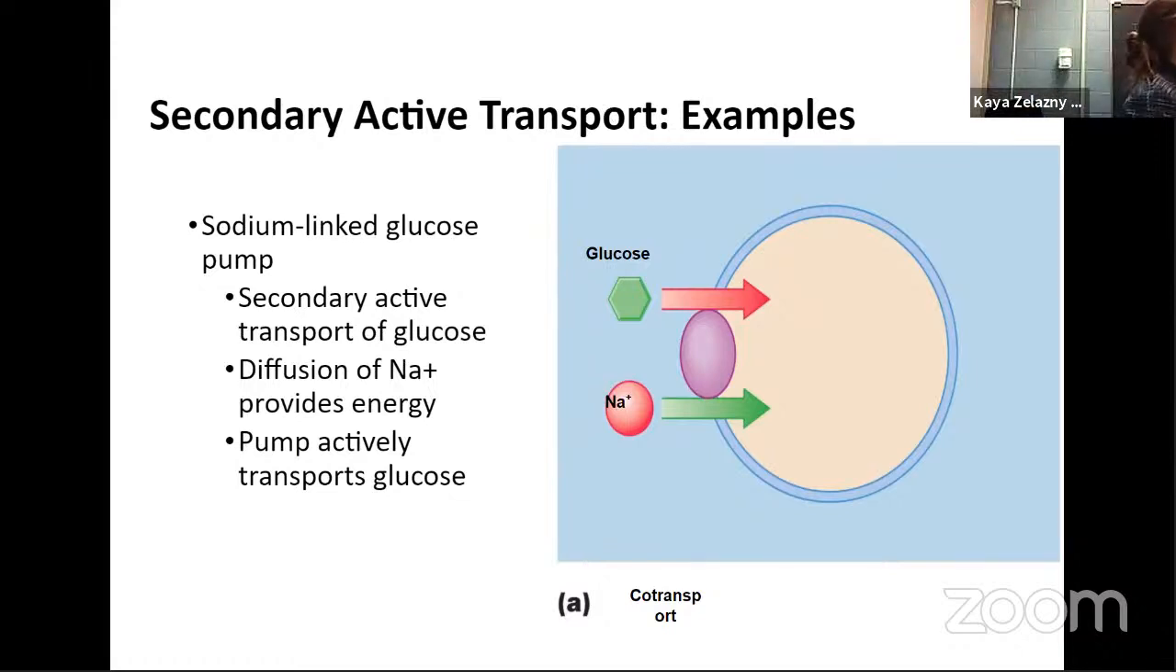So this is our sodium linked glucose pump that we're looking at. So it's for secondary active transport of glucose. The diffusion of those sodium ions provides the energy to actively transport glucose. So this means that if we looked at our glucose concentration, the glucose would be moving against its gradient because it's active transport, right? So if we were to draw them on, we would see in this case, because we're doing active transport, we would expect there to be a bunch of glucoses already inside the cell, but we want to get all the glucose from our donut. So we're still pumping more in.